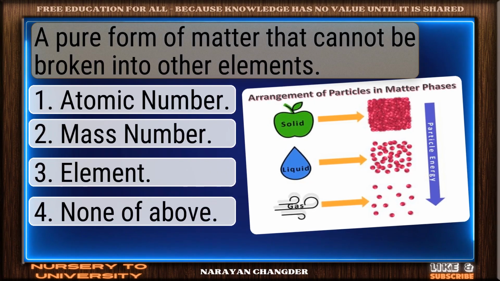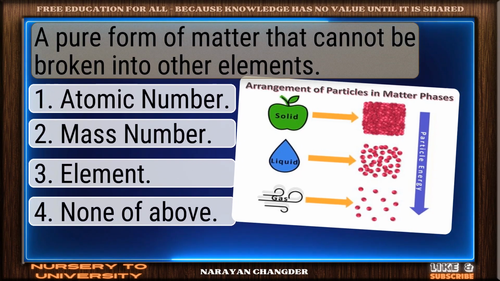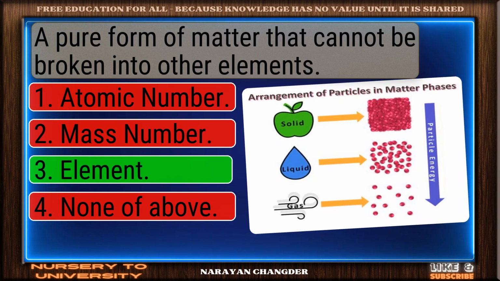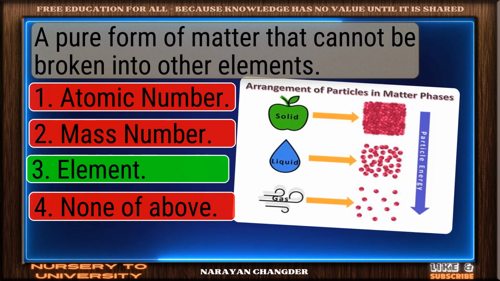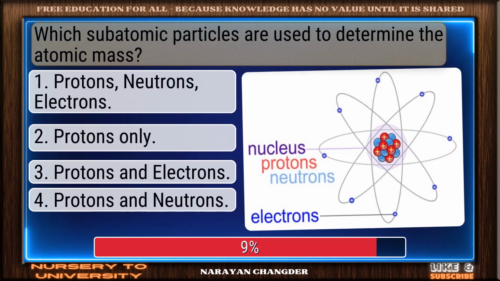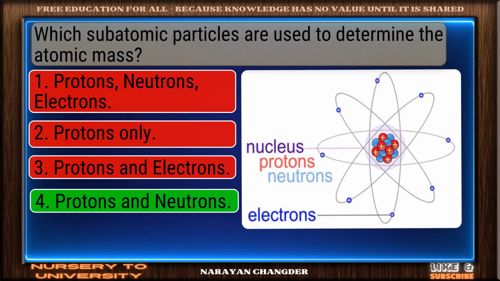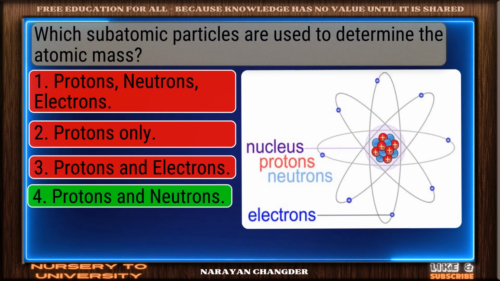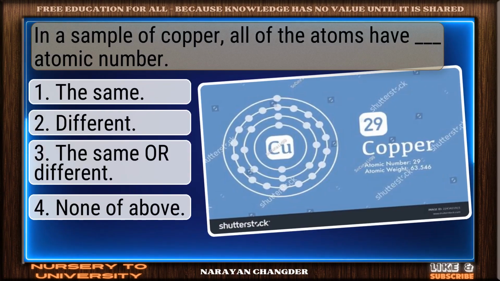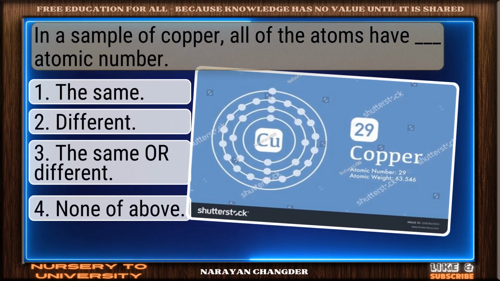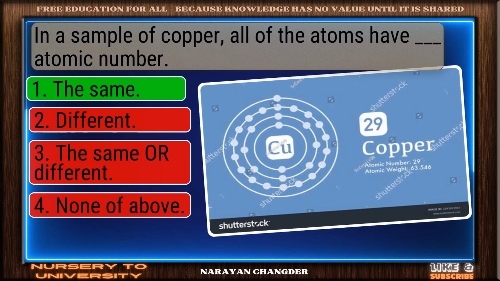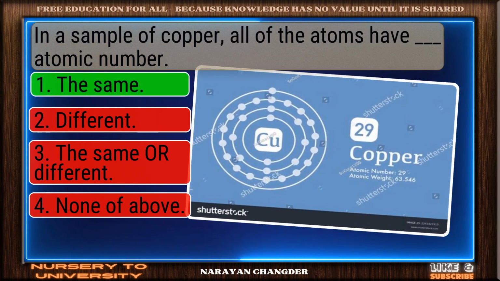A pure form of matter that cannot be broken into other elements. Great job. Element is the accurate answer. Which subatomic particles are used to determine the atomic mass? Good thinking. Protons and neutrons is the right answer. In a sample of copper, all of the atoms have dash atomic number. Right again. The same is a valid answer.